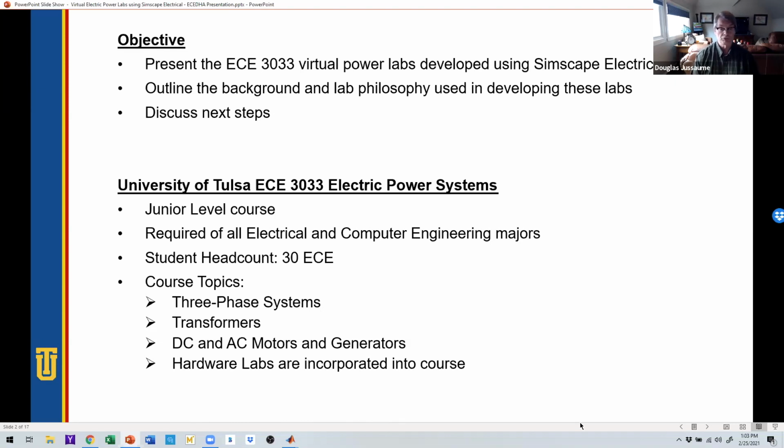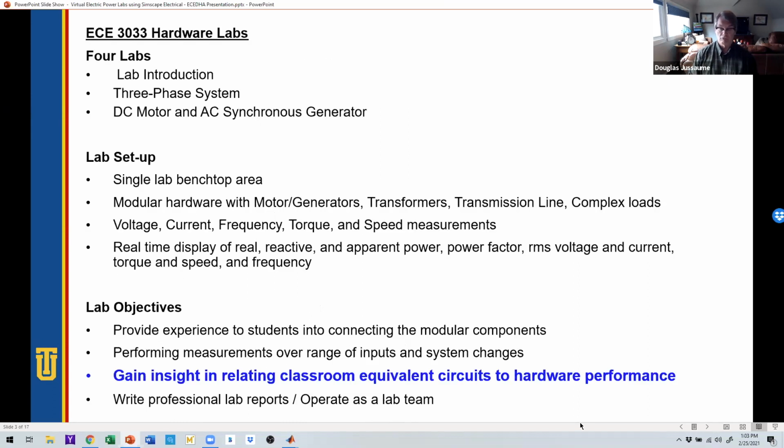We cover in this course 3-phase systems, single and 3-phase transformers, DC and AC motors, and generators. This course does not have an independent lab course associated with it, so we've incorporated the labs into the course itself. We have 4 basic hardware labs: a lab introduction, where we make use of a single-phase transformer and complex loads; a 3-phase system, where we make use of a 3-phase transformer and transmission line; a DC motor lab; and an AC synchronous generator lab.